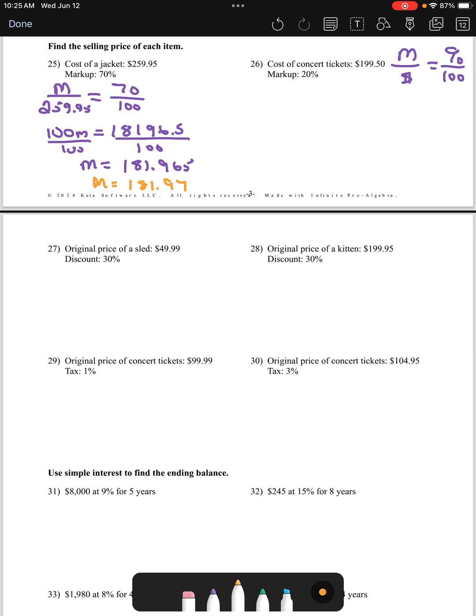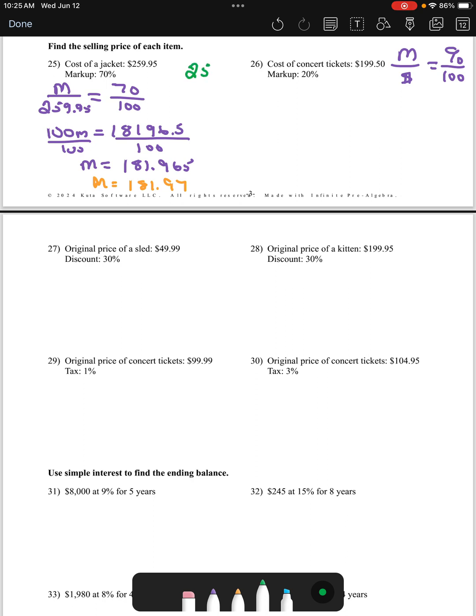So now for number 25, I know the cost of the markup. The question is, do you think that gets added to the cost of the jacket or subtracted from the cost of the jacket? And it's right in the name, markup, up. To find the selling price with a markup, we have to add the cost and the markup.